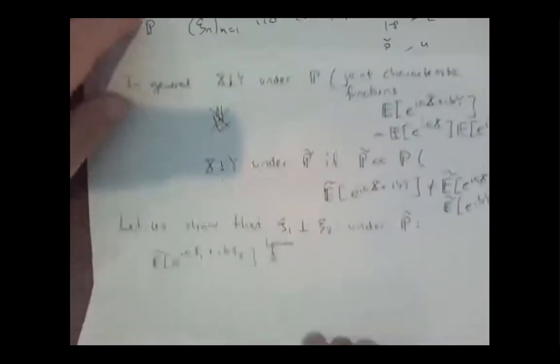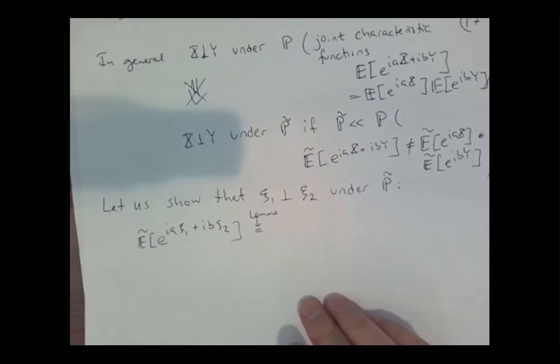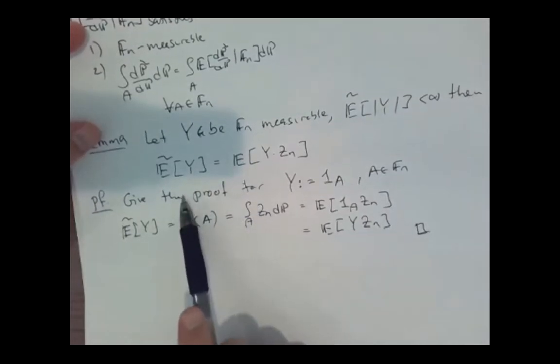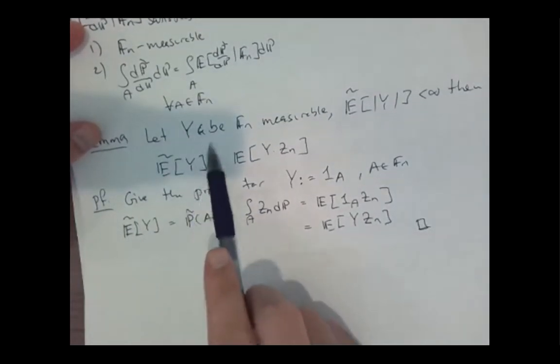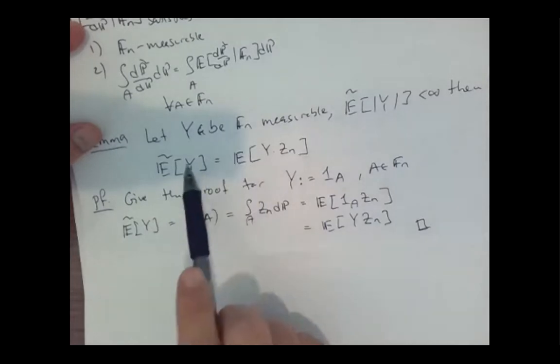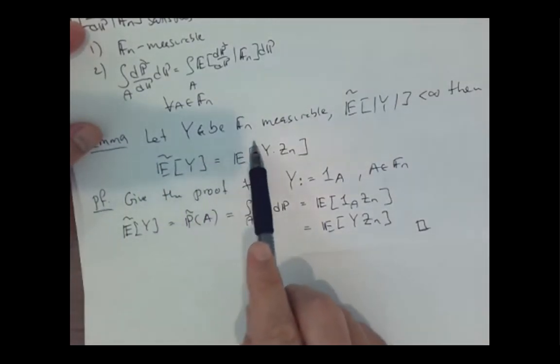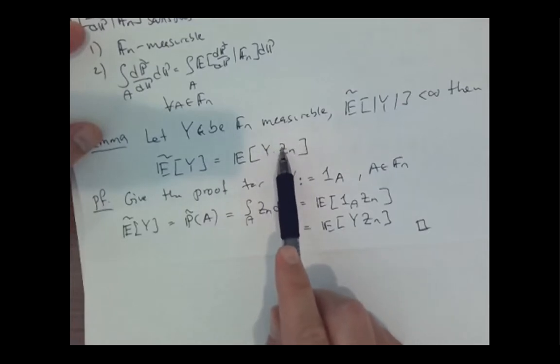Recall what the lemma said, namely that it says that if I have a random variable that is F_n measurable, then if I am to compute an expectation, I can multiply onto the Radon-Nikodym derivative.